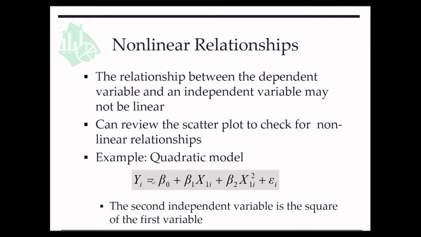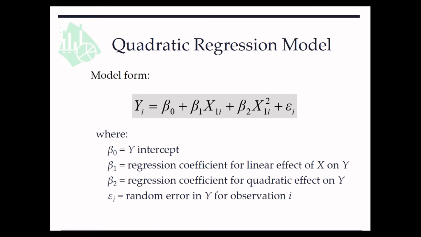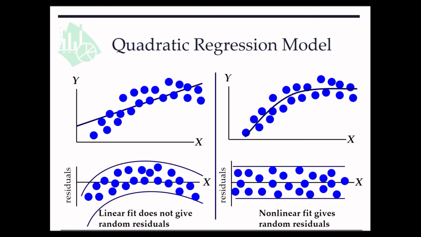Here, in the population, we assume there is a quadratic relationship where y_i equals beta 0 plus beta 1 times x_1i plus beta 2 times x_1i squared plus epsilon, a random error term. Here, the second independent variable is the square of the first variable. So here we have the quadratic regression model, where we assume the y variable and the x variable have a quadratic relationship as follows.